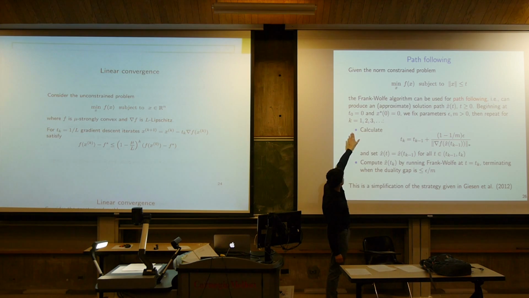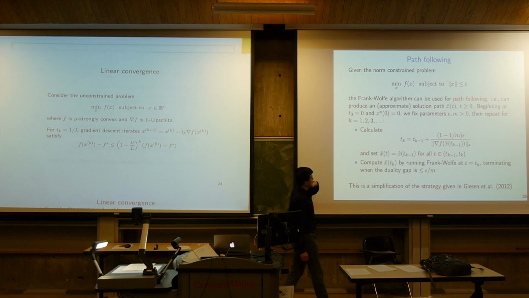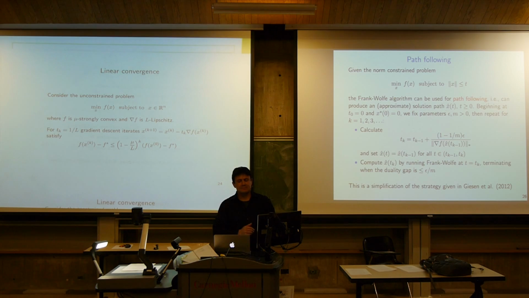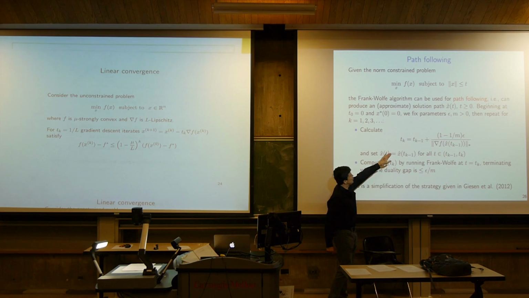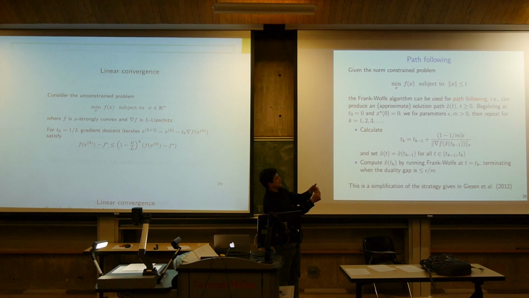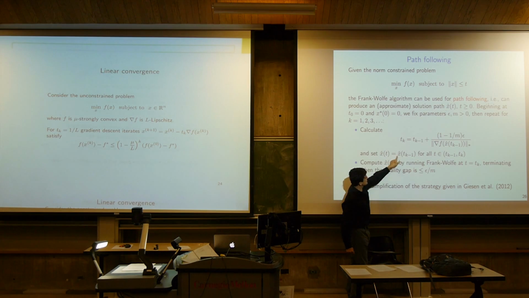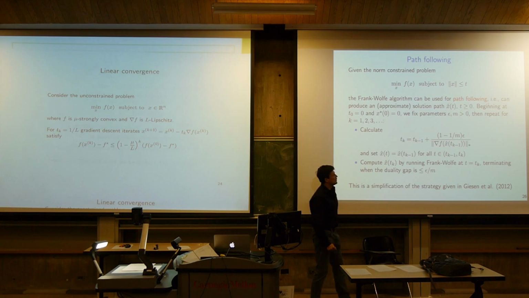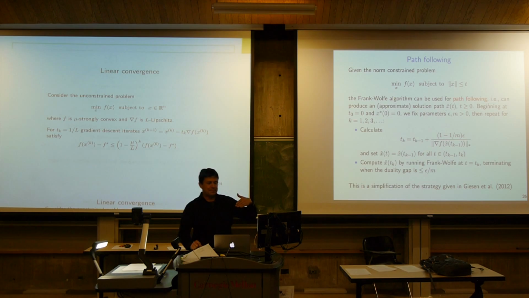You start with t0, and at that point compute the initial optimal. Since at t0 the feasible set is just 0, that is a trivial problem. Then you fix two parameters, epsilon and m, and iterate this way. You increase t by this much, and between the previous t and the new tk, you leave x hat constant. Then to compute the new x hat of tk, you apply Frank-Wolfe until the duality gap is sufficiently small, meaning epsilon over m. Then you keep updating tk and running Frank-Wolfe.